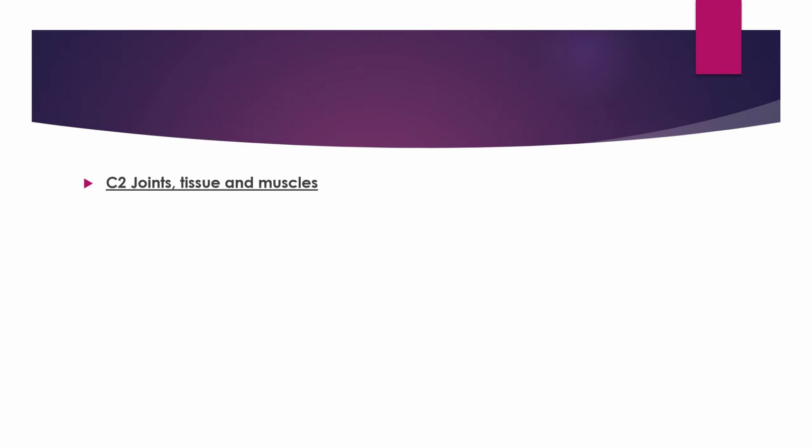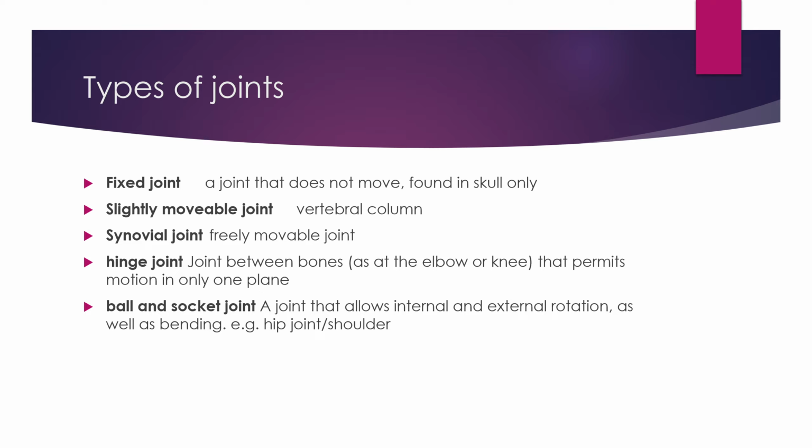And then section C2, joints, tissues, and muscles. Types of joints. There's fixed joints, a joint that does not move. It's found in the skull only. A slightly movable joint is where it has slight movement, like the vertebral column. Synovial joint is a freely movable joint.